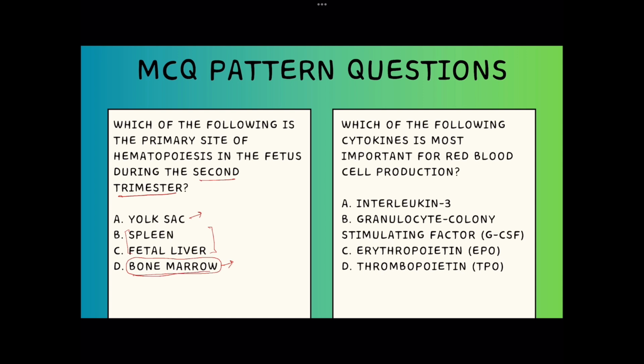Which of the following cytokines is the most important for red cell production? Okay, I have not discussed this in today's video in detail. The answer is erythropoietin. I will discuss the role of erythropoietin and thrombopoietin in the next video. So the correct answer is erythropoietin.